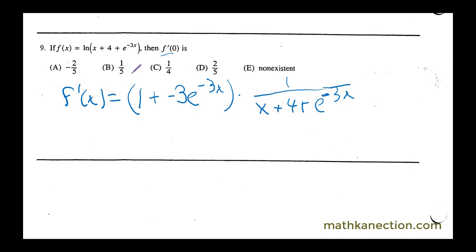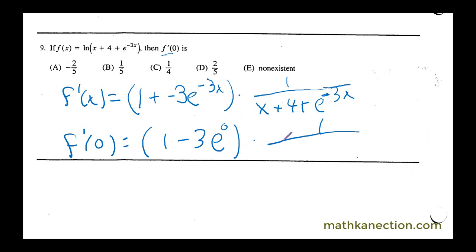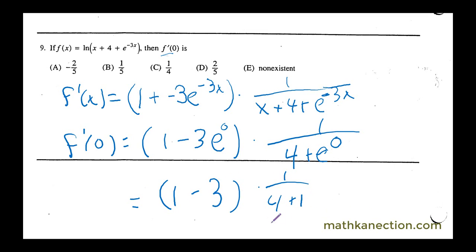We need to replace in the value of 0, so let's go ahead and do that right now. So we get negative 3 e to the 0, and then we have 1 over, well, that's just going to be 0, so 4 plus and then e to the 0. Okay, we know e to the 0 is just 1, so this is going to read 1 minus 3. Again, e to the 0 is just 1, so that's 4 plus 1. So we're looking for a denominator of 5, a numerator of negative 2, and that's going to be letter A.